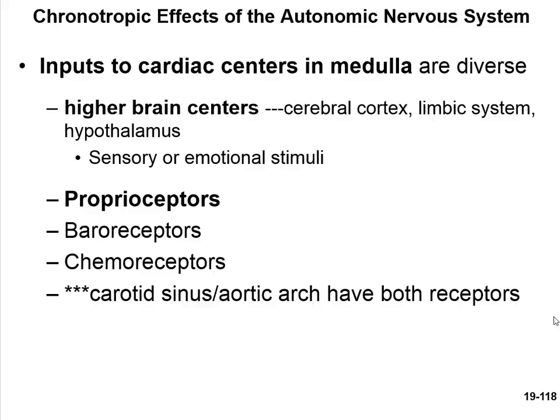With baroreceptors, just like barometric pressure, think pressure. Those are receptors that measure pressure. Chemoreceptors respond to chemicals like oxygen and carbon dioxide. And then near the heart itself, the carotid sinus and the aortic arch also have receptors for all of this. And all of these can influence heart rate.